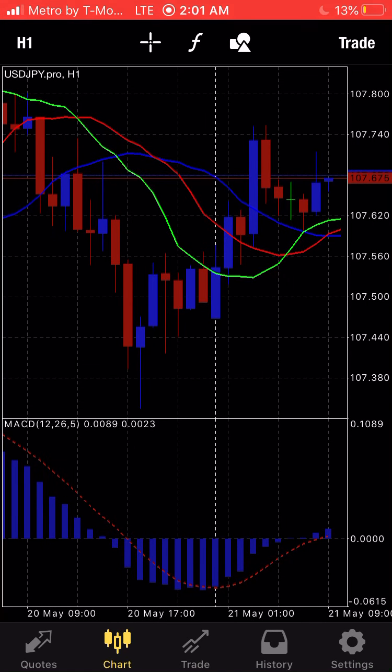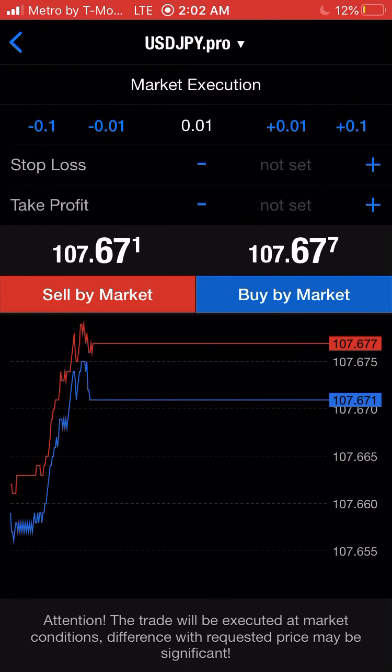And then on the top right, you have the trade button. So right now, below the time frame, the H1, you can see the pair we are looking at on the chart. USD JPY, that is the currency pair we are looking at as of right now. So if you want to trade that, just click on trade. And then we have the currency pair, which is USD JPY.